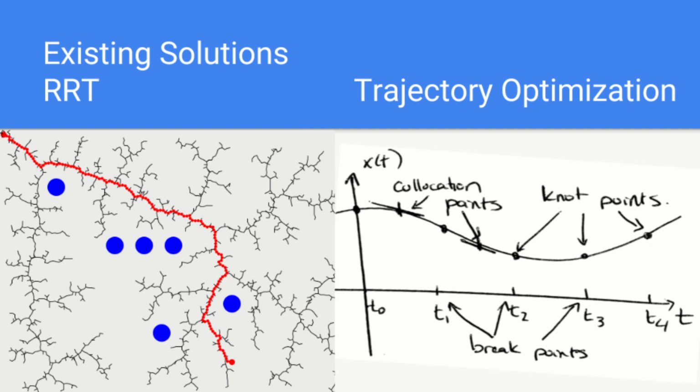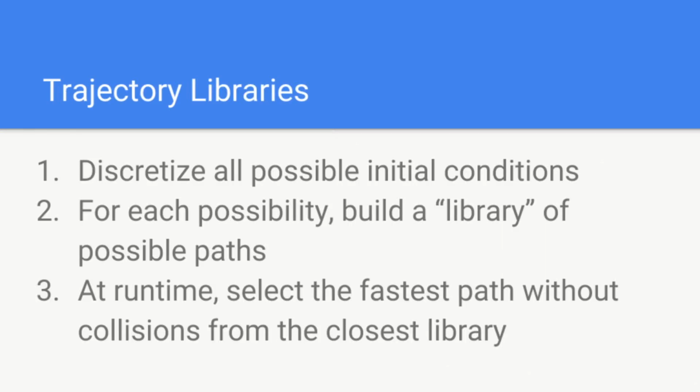Trajectory optimization can easily express the physics of the system by adding them as constraints to an optimization problem, but it can take a very long time to run. Our solution is to use trajectory libraries.